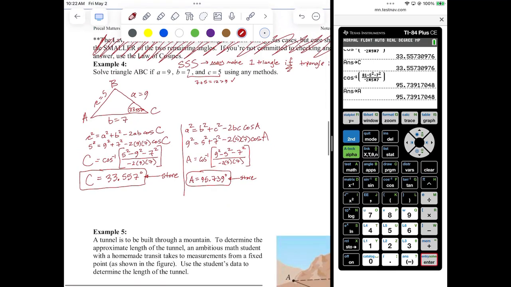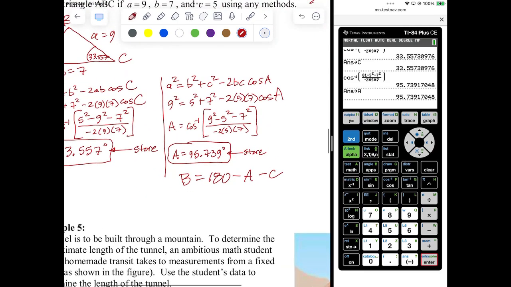Okay, now I'm home free, right? Because now I know 2 of the angles. So I know angle B is equal to 180 minus A minus C. If you want to write that out, that's fine too. I just need to see what you're doing. You always have to indicate your method. So if you put 180 minus A minus C, I know exactly what you're doing.